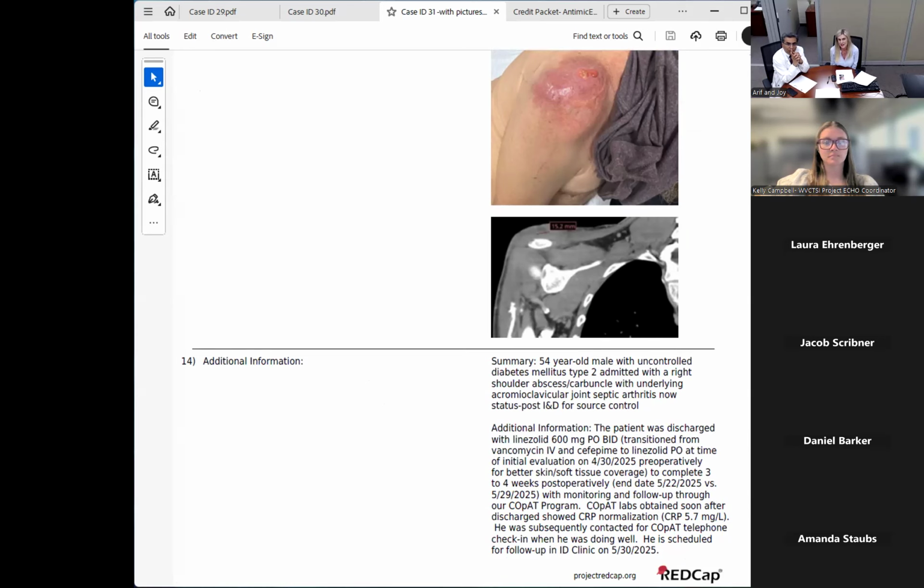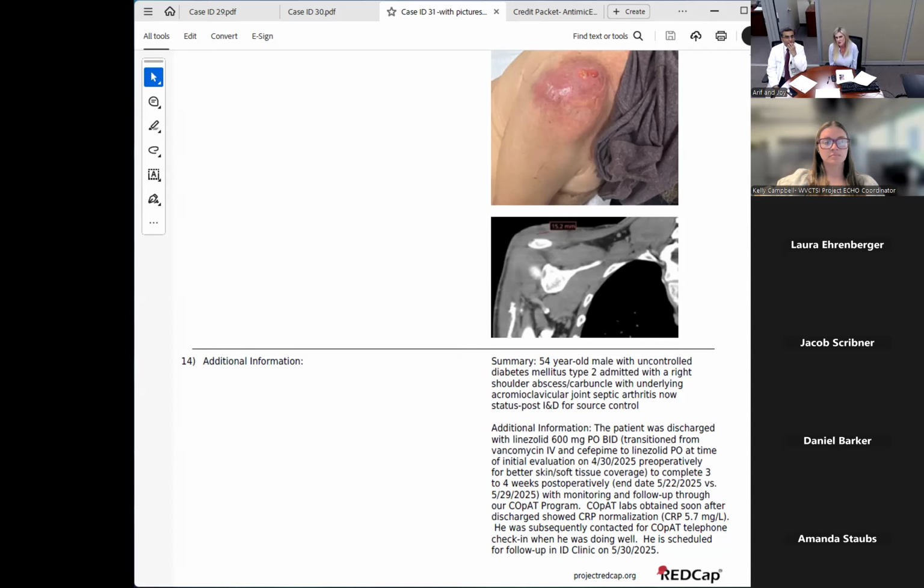He was discharged on linezolid, transitioned originally from vancomycin to linezolid preoperatively, as I mentioned. The plan is to complete 3 to 4 weeks postoperatively, using CRP as a guide, with monitoring through our COPAT program. He had COPAT labs obtained soon after discharge that showed his CRP had quickly normalized, down to about 5 or 6. He was contacted through our COPAT program, doing well clinically, and scheduled for a follow-up at the end of the month.